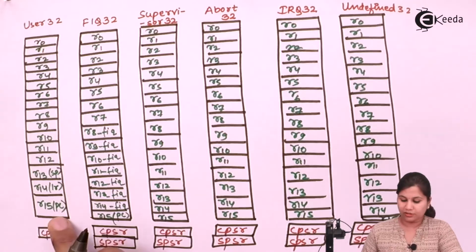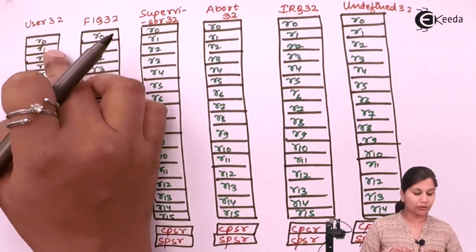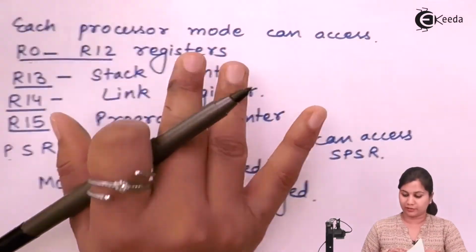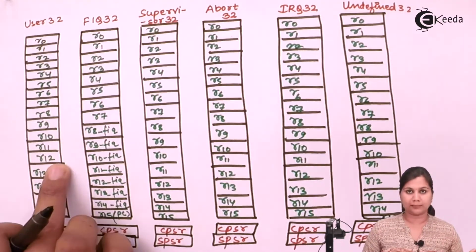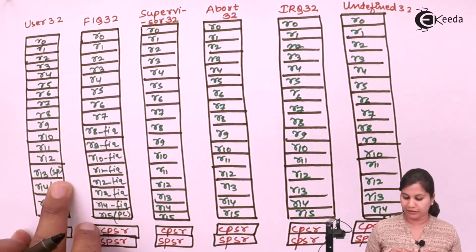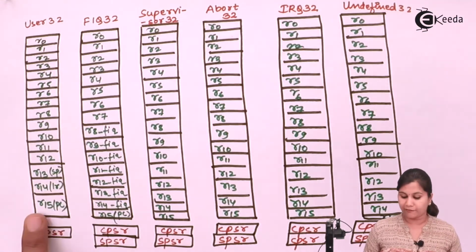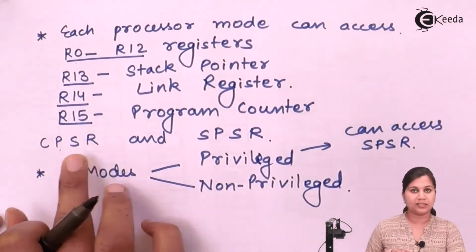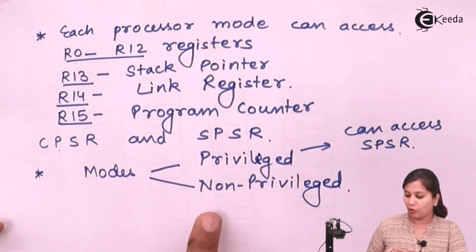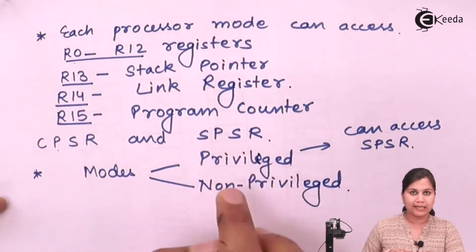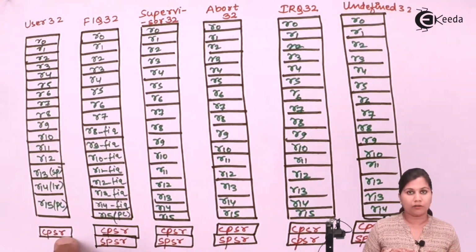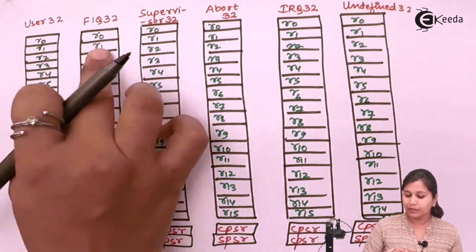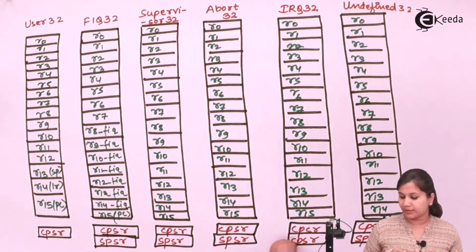Now, out of these 16 registers, the 13 registers from R0 to R12, as I have said earlier, are the simple registers. R13 is the stack pointer, R14 is the link register, and R15 is the program counter. The SPSR and the CPSR are two other registers, but in the non-privileged mode the SPSR is not accessed. So user 32 is a non-privileged mode. In that mode SPSR is not present, only CPSR is there. In the remaining modes the two registers are present.